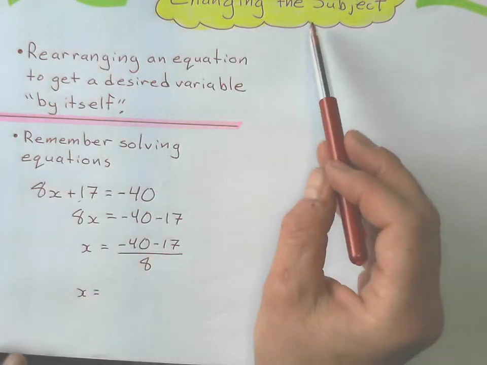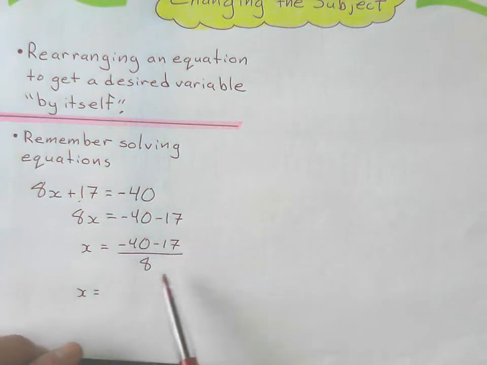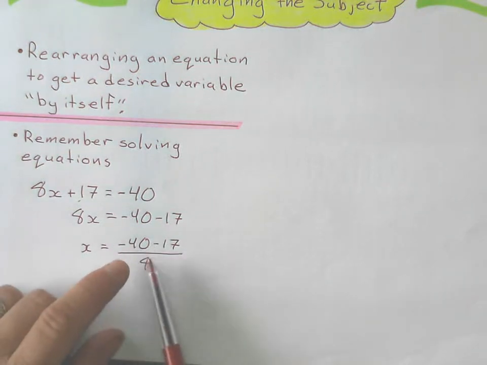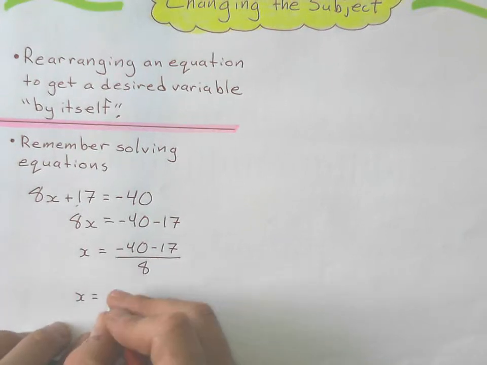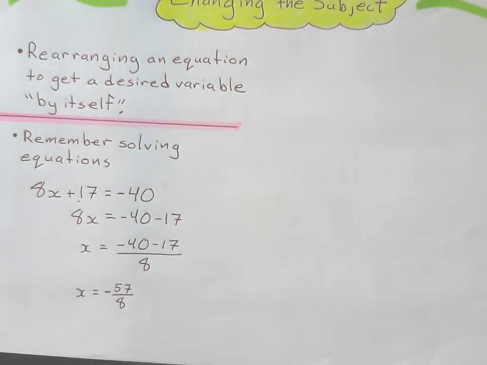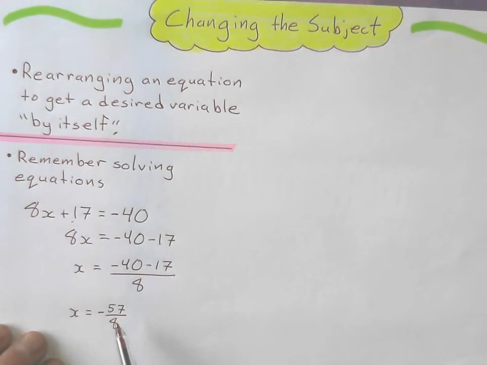So changing the subject of an equation is going to be similar to this, except we won't get number values. We won't be able to simplify this. In this case, we'd get negative 57/8 instead of some variable expression.